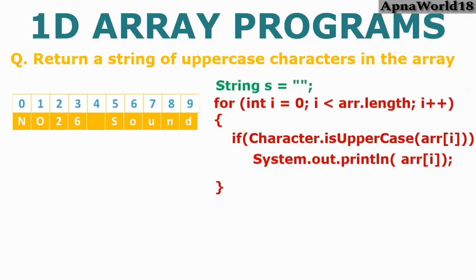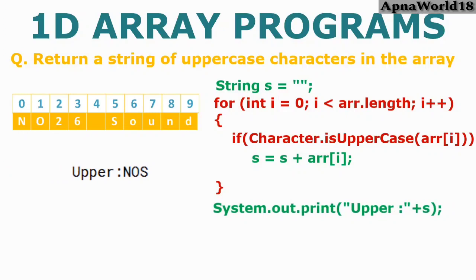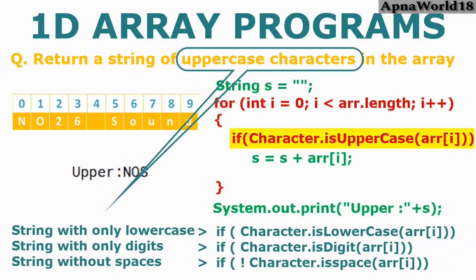You declare an empty string before the loop. Inside the loop, instead of printing, we just concatenate the characters to the string. Once outside the loop, we can return or print our newly formed string. Here too, you can just change the if condition for creating a new string with only lowercase, digits, etc.